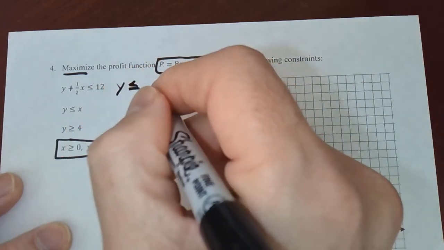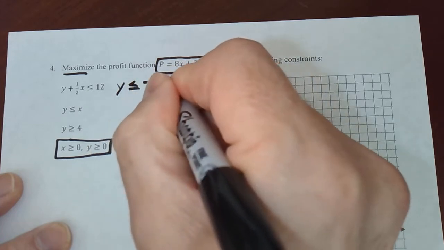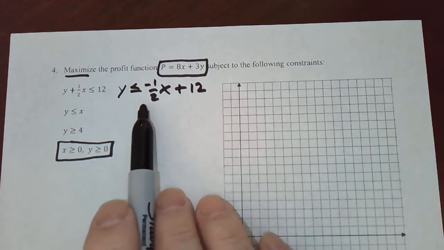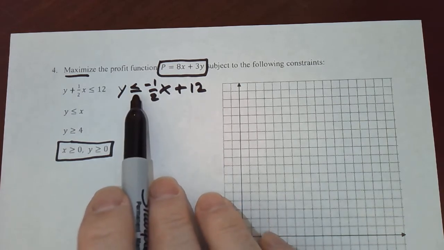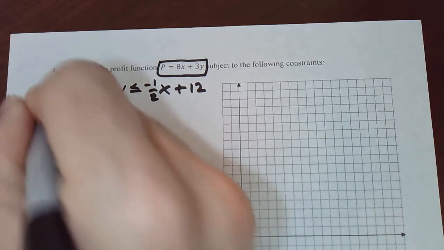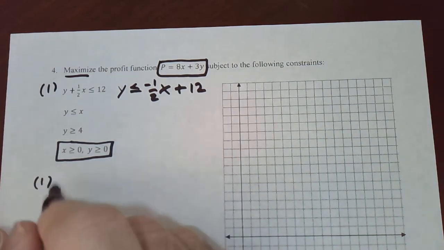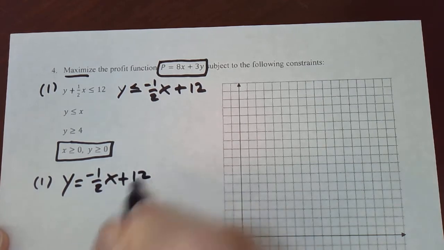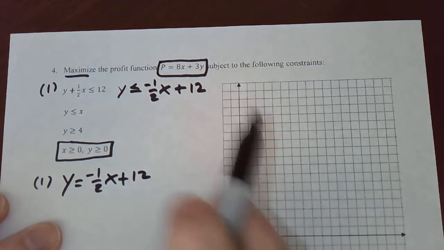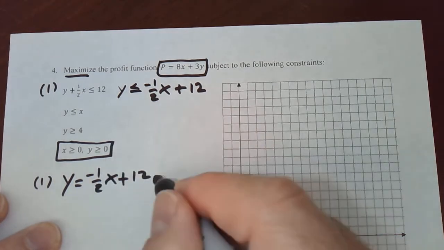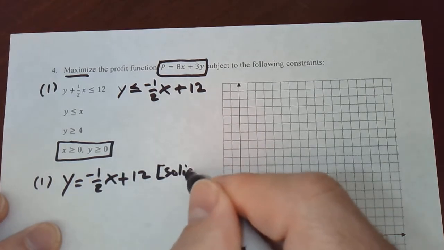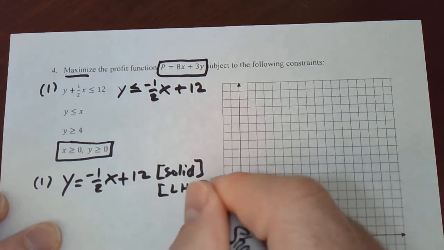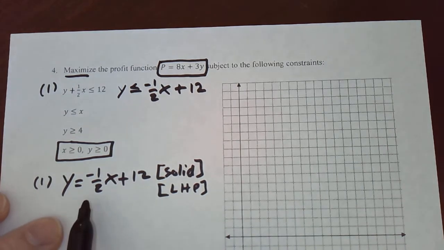Y less than or equal to -1/2 x plus 12. So the straight line associated with this, we would just replace this with an equal sign, and maybe I will continue this down below. The line would be y equals -1/2 x plus 12. Since that's a less than or equal, we're going to do solid line, and we're going to do less than means lower half plane. So let's graph this line.